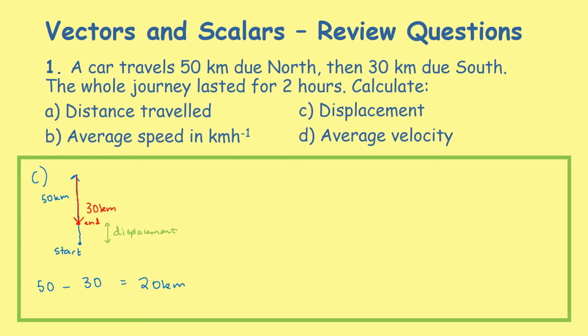And remember, displacement is a vector, so we need a direction on here. We are 20 kilometers further north than we originally were. So 20 kilometers north.